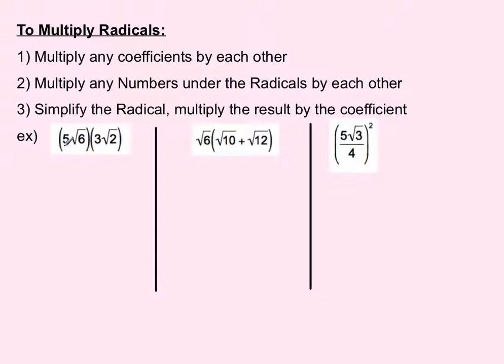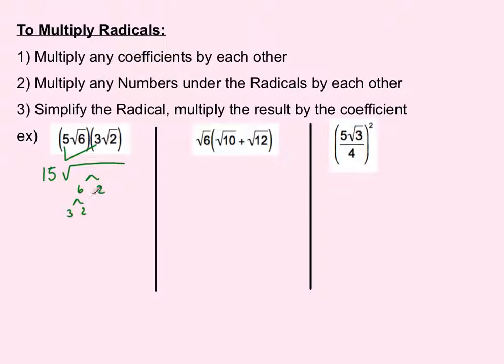So 5 times 3 here gives me 15. Then it says multiply the numbers under the radical. I'm actually not going to multiply them together, because when I simplify, I often do a factor tree, and this is like starting the factor tree with 6 and 2. I don't care what the number is, but I'm going to start to break it down in a second anyways. So I'm going to go ahead and leave it as 6 times 2.